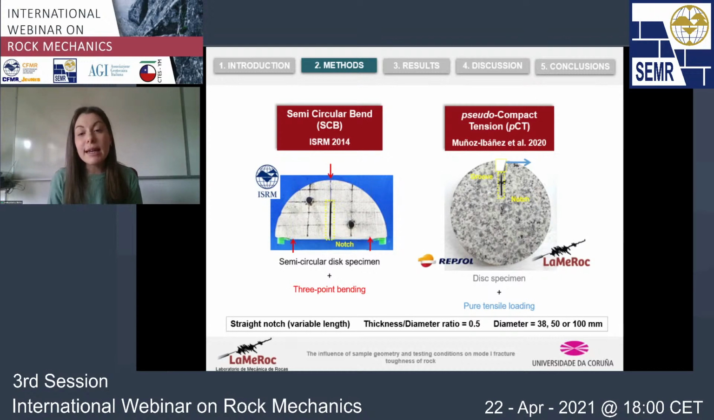So in this case, what we can see is that the shape of the sample is a full disc, that we also have a straight notch as in the case of the SCB, but we cut here on the upper part of the sample a wider groove. And this groove, we use it to deliver a pure tensile load to the sample. So in both cases, we have used a straight notch, although with variable length to assess the influence of notch length. We have also kept constant the thickness to diameter ratio to 0.5, and we have used 3 different specimen sizes to assess the influence of the size of the specimen on this property.